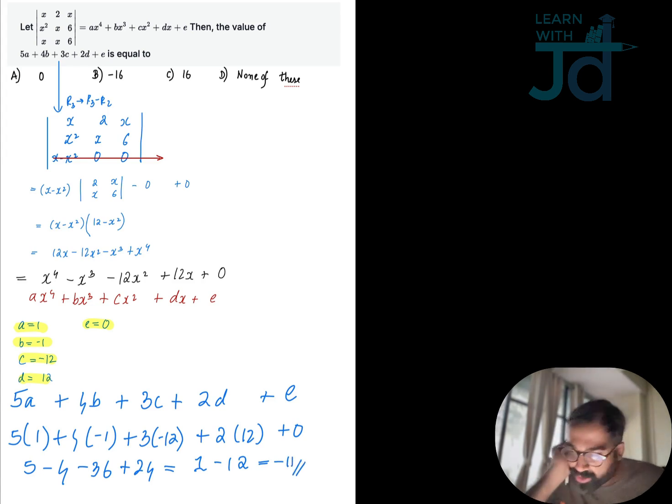So -11 is not an option here, सो कोई गलती नहीं किया ना। -36, 2 times 24, ठीक है, तो -11 is the answer. The answer is none of these.